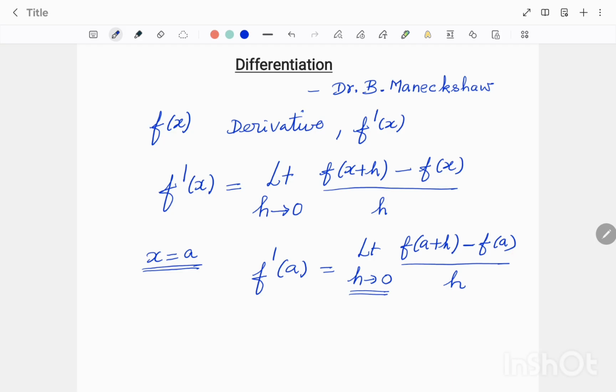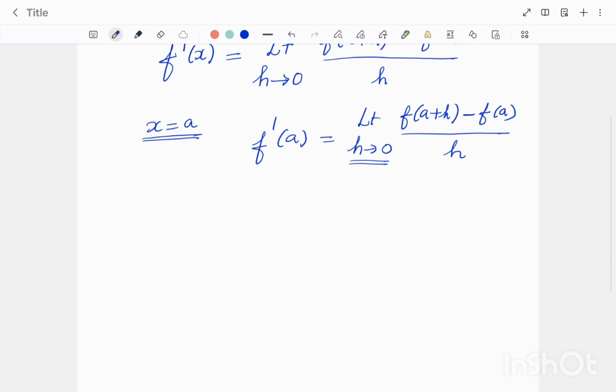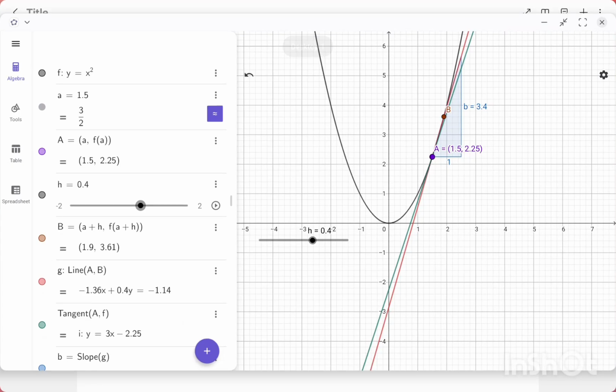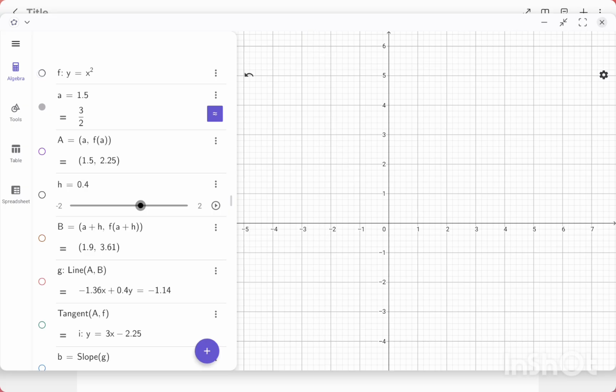What is the meaning of the entire definition? Let us check this with a geometrical view. For this purpose, I am explaining with the help of a parabola. So I am taking a function f of x is equal to x square.